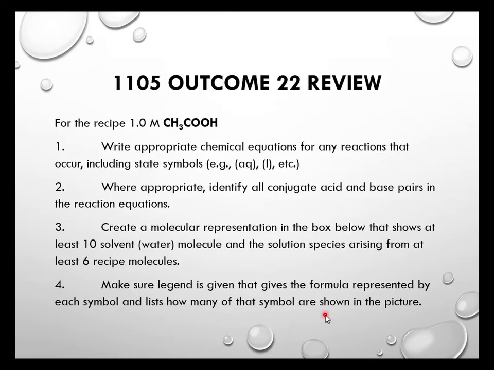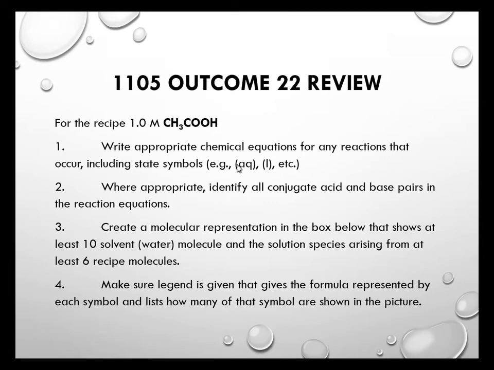All right, time to review another type of species. Outcome 22 asked you to choose either, you would be given either a weak acid or a weak base recipe, and you'd be asked to still draw the picture and write all the chemical equations. So go ahead and pause the video and fill in the answers for acetic acid as a recipe species for outcome 22.